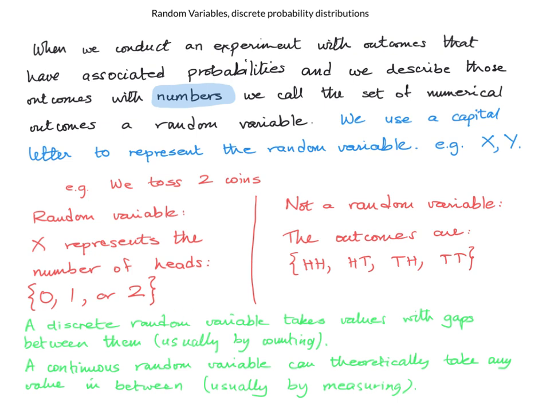Now a discrete random variable is a random variable that takes on values that have gaps between them. So you can have 0 heads or you can have 1 head, but you can't have 0.76349 heads or 1.2186 heads. So this is a discrete random variable. Typically it's because we counted the outcomes that occurred. Now a continuous random variable would be one that can theoretically take any value in between. Usually it's done by measuring again.